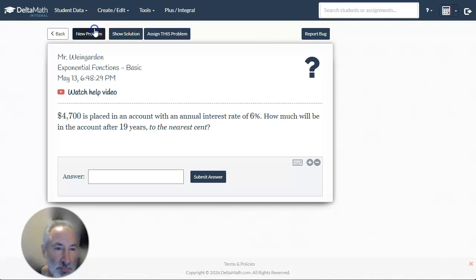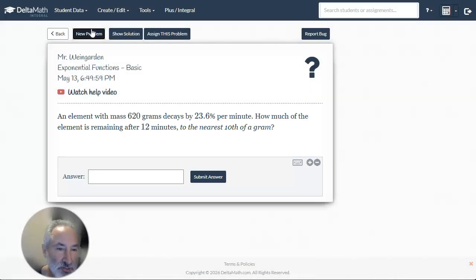Let's go ahead and look at a new problem, and we will find one where it goes down. This one decays. So let's take a look at what the decay would look like. It is going to be y equals a times 1, oops, sorry about that, 1 times 1, this time minus, because it's decay. So from the beginning amount to the ending amount, we're going down. So the beginning amount will be bigger and the ending amount will be smaller. And we have time, 12 minutes, so I'll put that in as t right here.